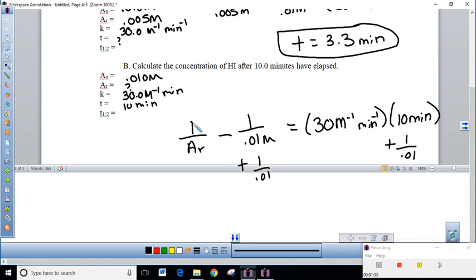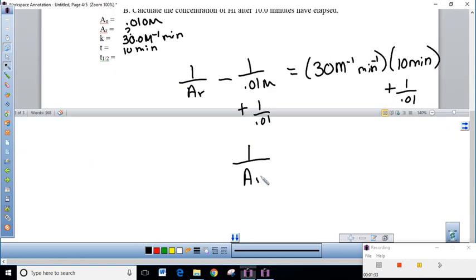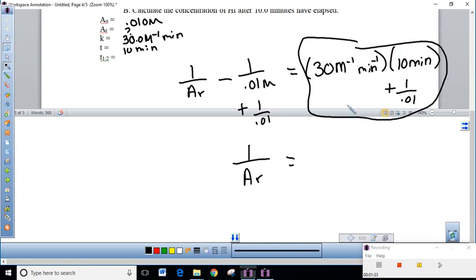So notice where your X is. You've got 1 over AR now equals whatever this equals in the calculator. And I did not write that down. Anyway, that's going to go there.